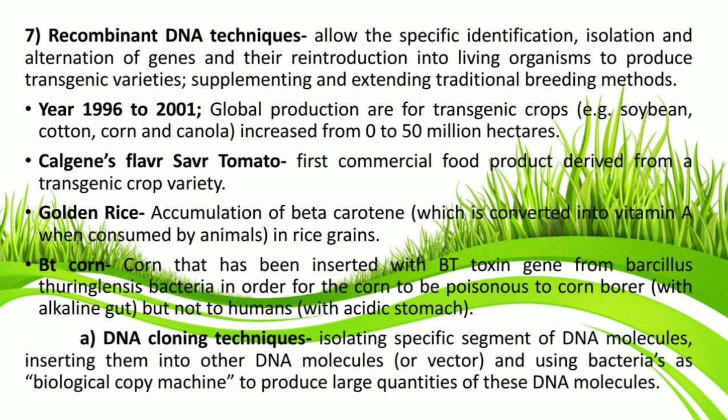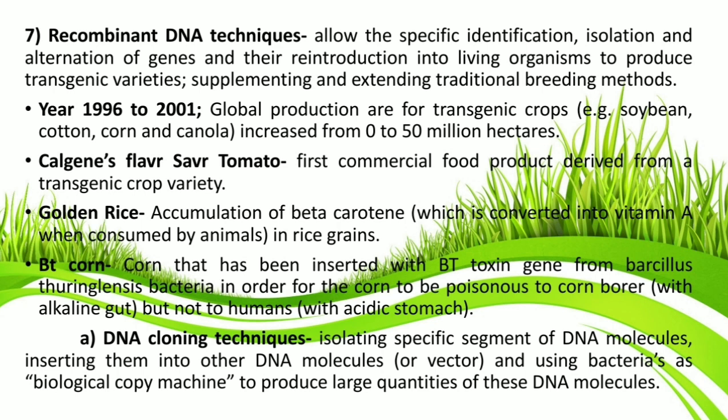It allows the specific identification, isolation, and alteration of genes and their reintroduction into living organisms to produce transgenic varieties, supplementing and extending traditional breeding methods. So, from the year 1996 to 2001, global production of transgenic crops, so it is soybeans, cotton, corn, and canola, increased from 0 to 50 million hectares.